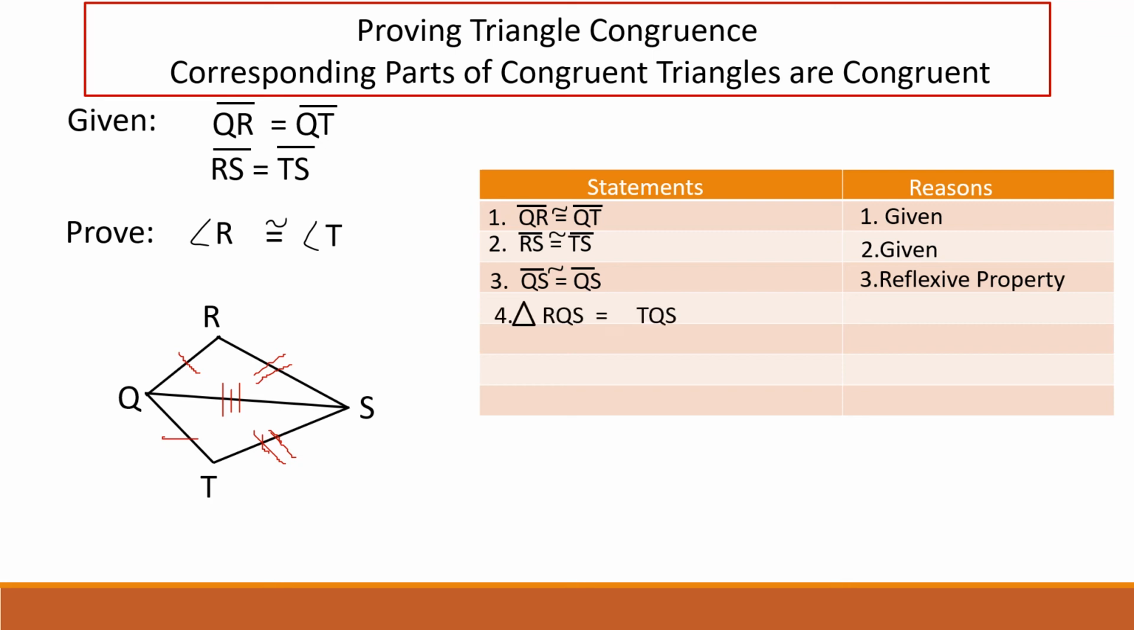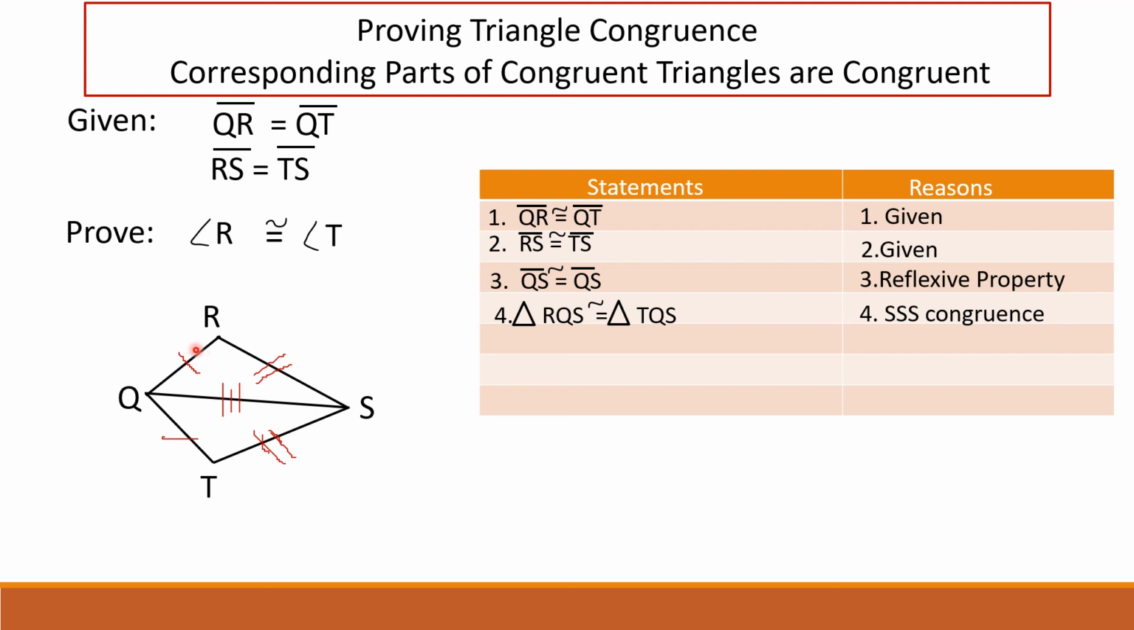Yes. So we can now say that triangle RQS is congruent to triangle TQS, and that is by the SSS congruence postulate. We proved now that the two triangles are congruent. Therefore, it follows that corresponding parts are also congruent.